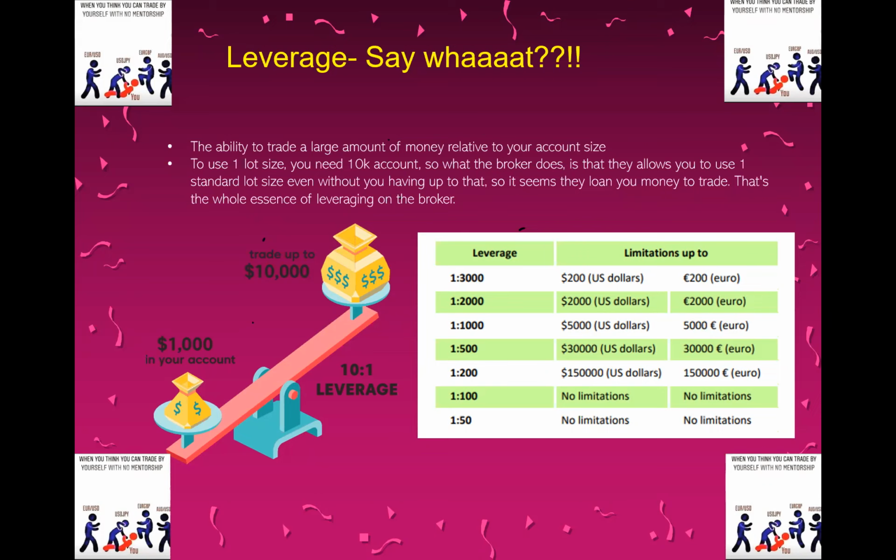To use one standard lot, you need a 10K account. It can be 10K dollars or 10K pounds. So what the broker does is that they allow you to use one lot having up to that amount. It seems they loan you money to trade. So that's just the whole essence of leveraging on the broker.